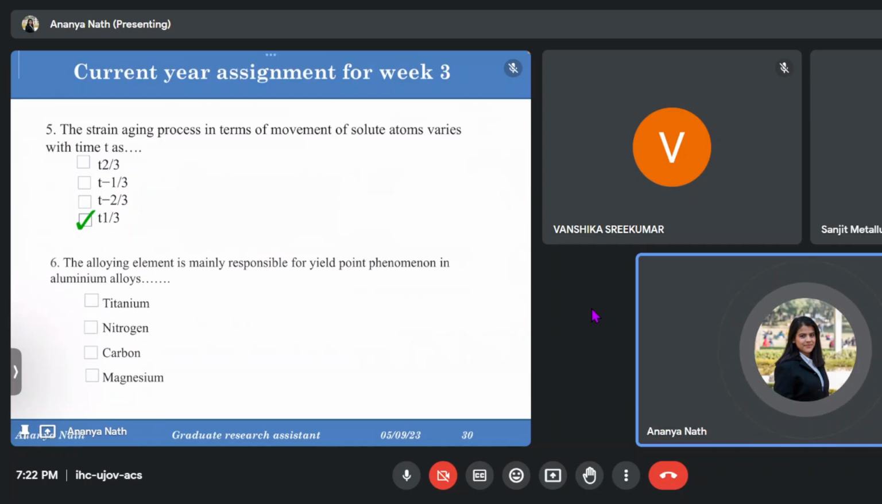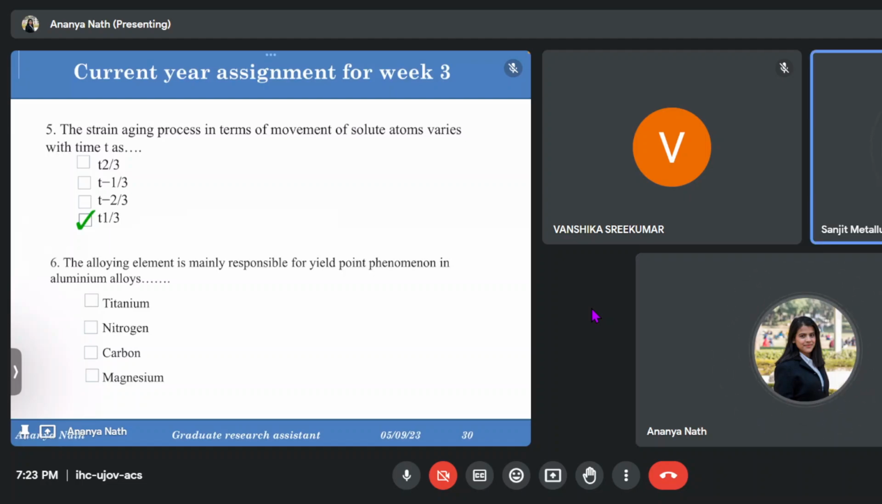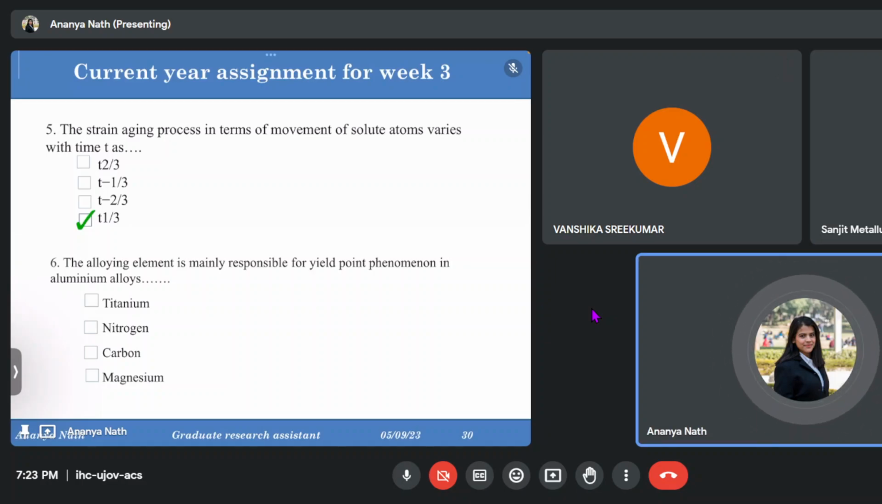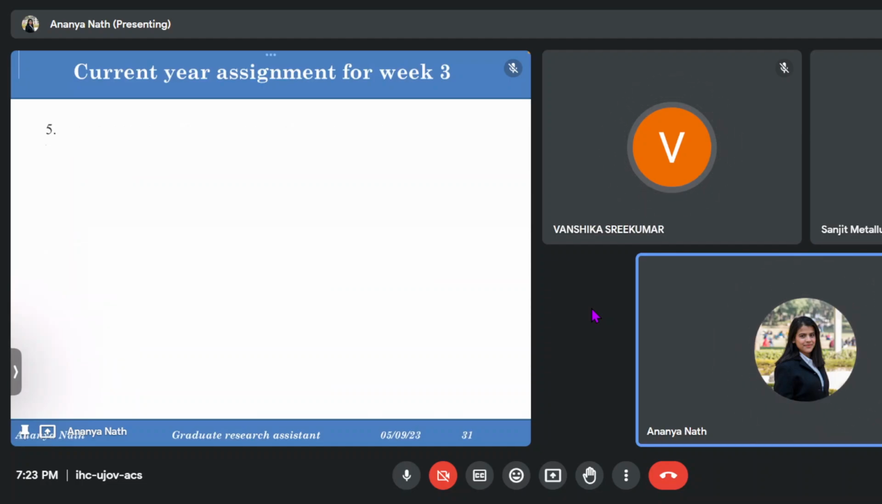Which alloying element is mainly responsible for yield point phenomena in aluminum alloy? It's easy. Nitrogen, no. Nitrogen and carbon are the alloying elements for steel, which give rise to this type of phenomenon. For aluminum alloys, it's magnesium. Carbon and nitrogen are for steel.